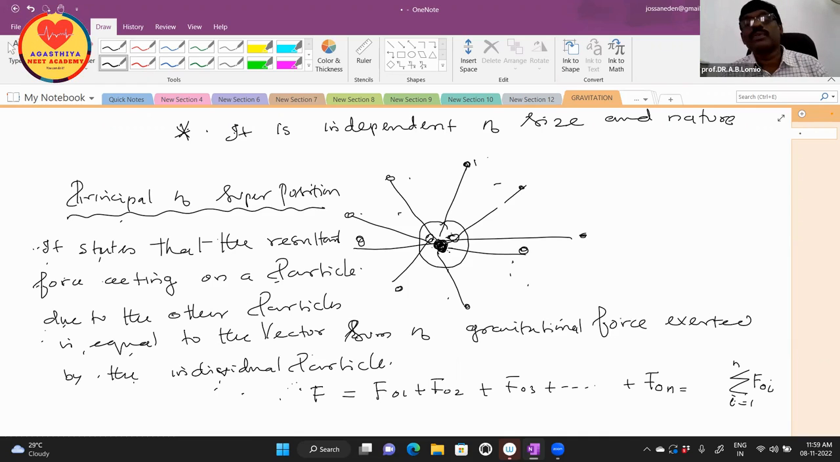That is why it is called the resultant force. The resultant force is the summation of the force between the two bodies.